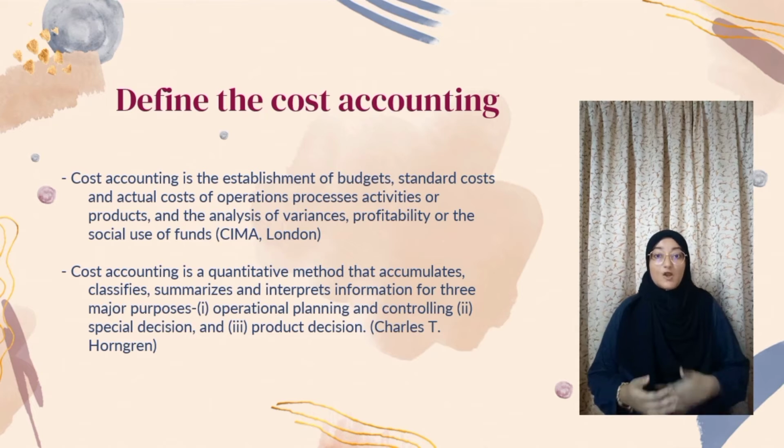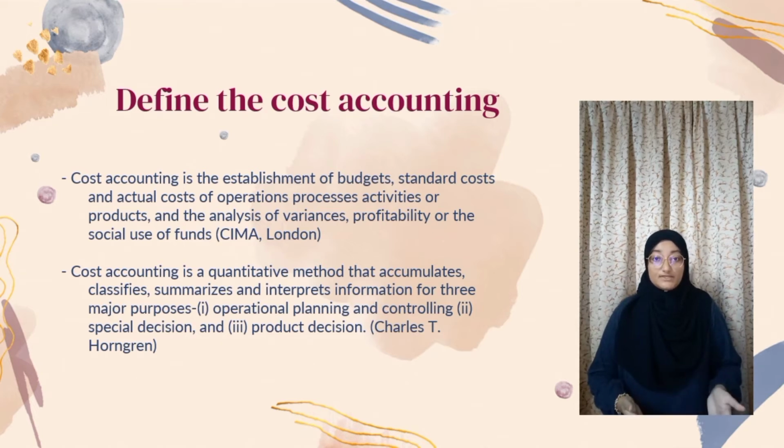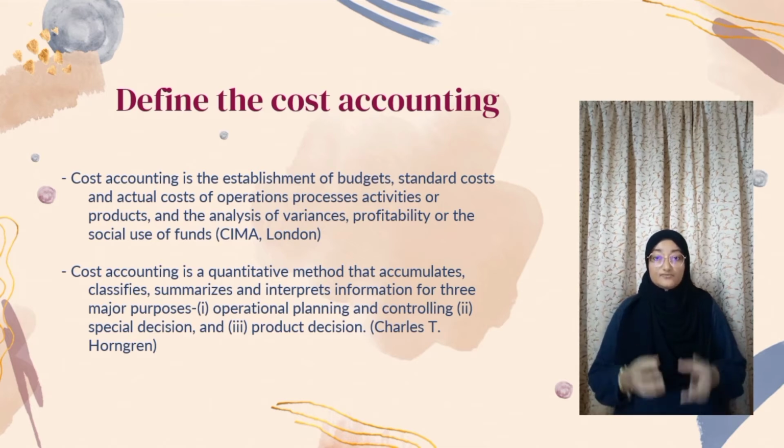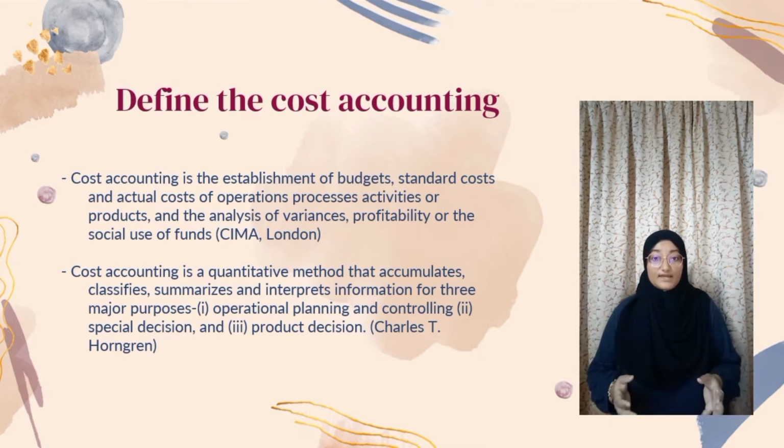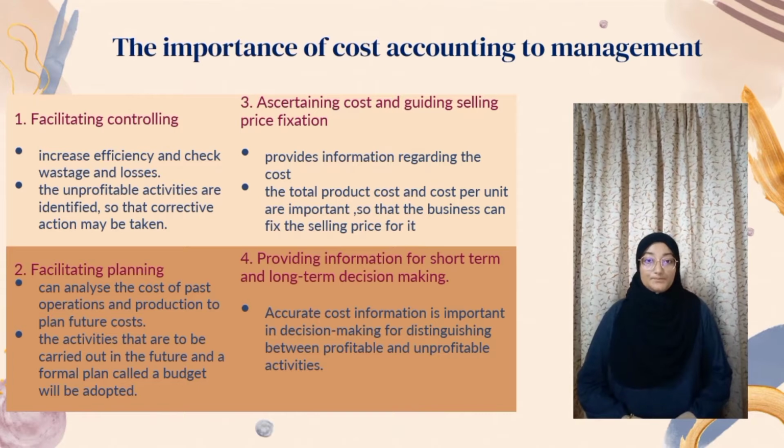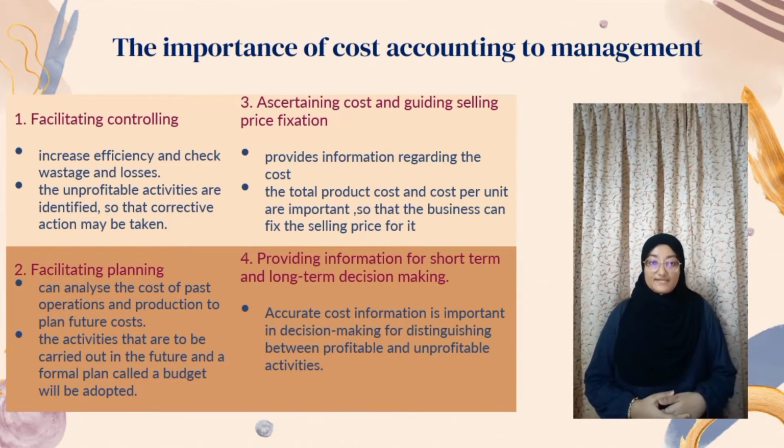is the first one, operational planning and controlling. The second one, special decision. And the third one is product decision by Charles Thomas Holmgren. So, we can classify that cost accounting is cost determination activities involve the costing of a product, object, process, service, or operations.